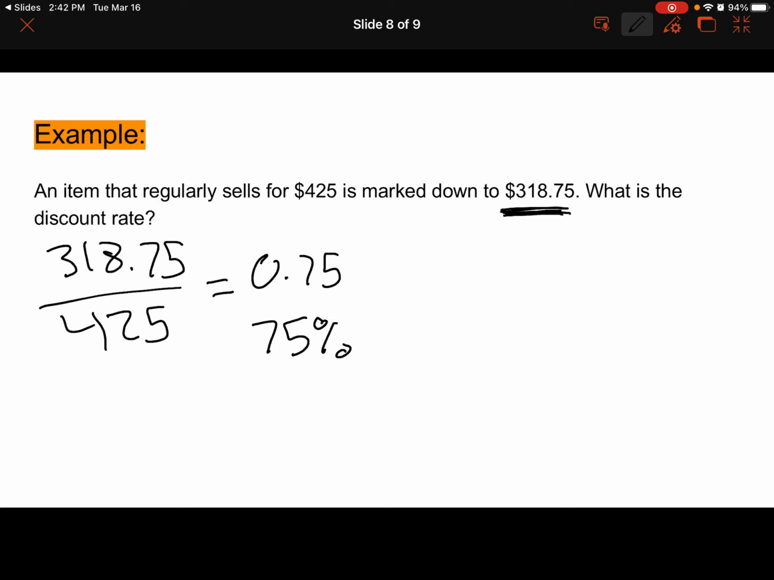But that's not the markdown rate, is it? That's how much it costs. To find the markdown rate, we need to do 100 minus 75, which is of course equal to 25. So that is telling us that this item here is 25% off.